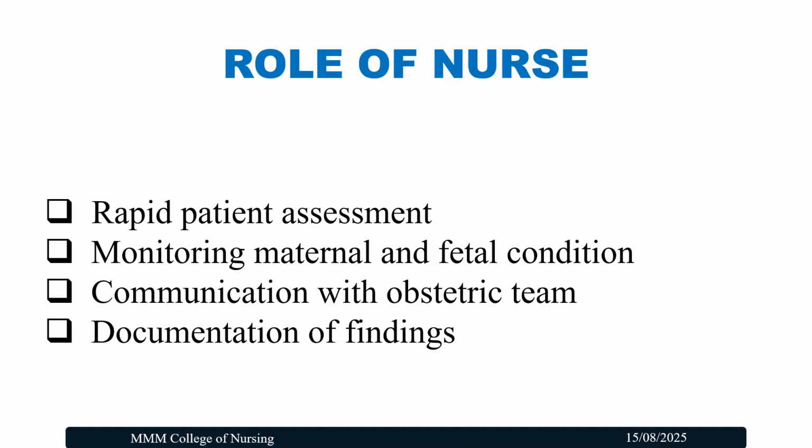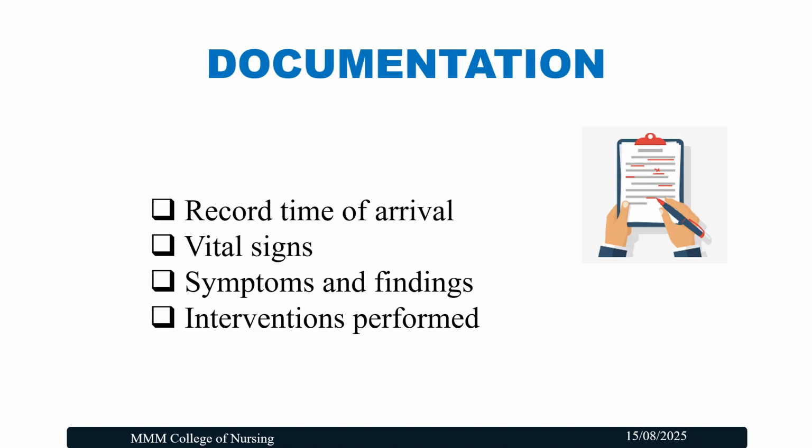So what is the role of the nurse by doing this obstetrical triage? So rapid patient assessment is very important. Based on the category, she needs to know how to categorize the mother. Then monitoring maternal and the fetal conditions, communications with the obstetrical team, documentation of findings. So these are the main role of a nurse while doing this, categorizing the obstetrical cases.